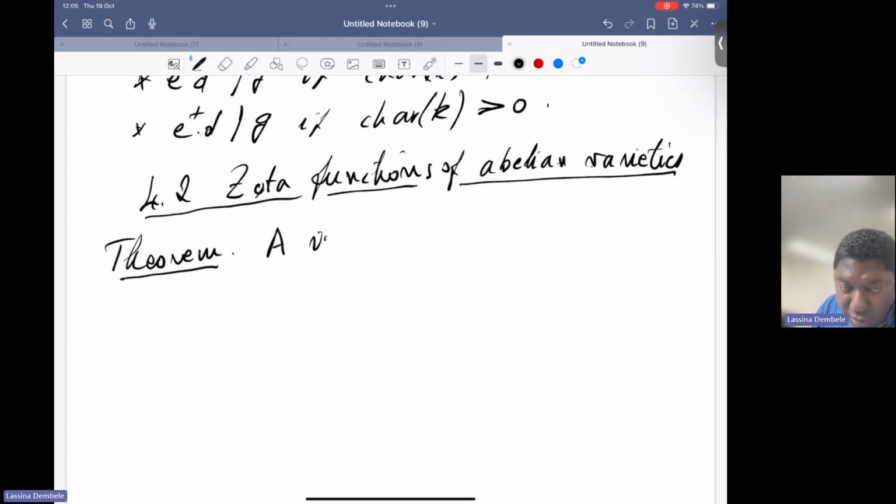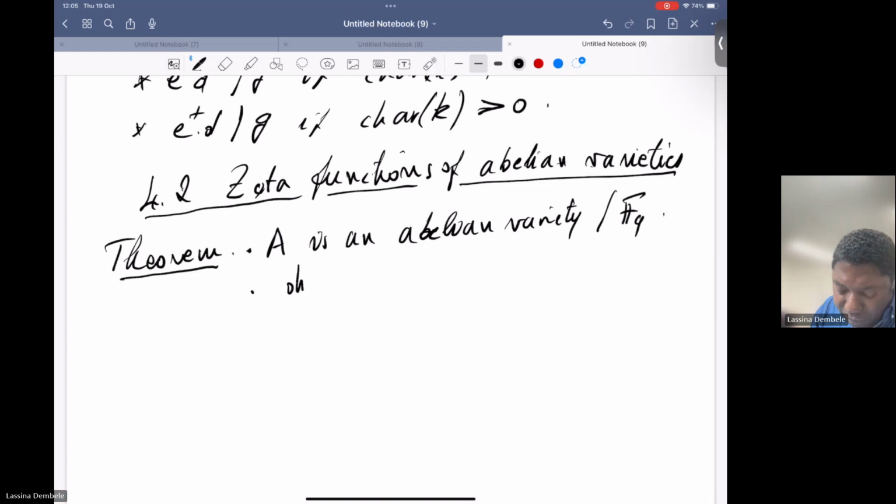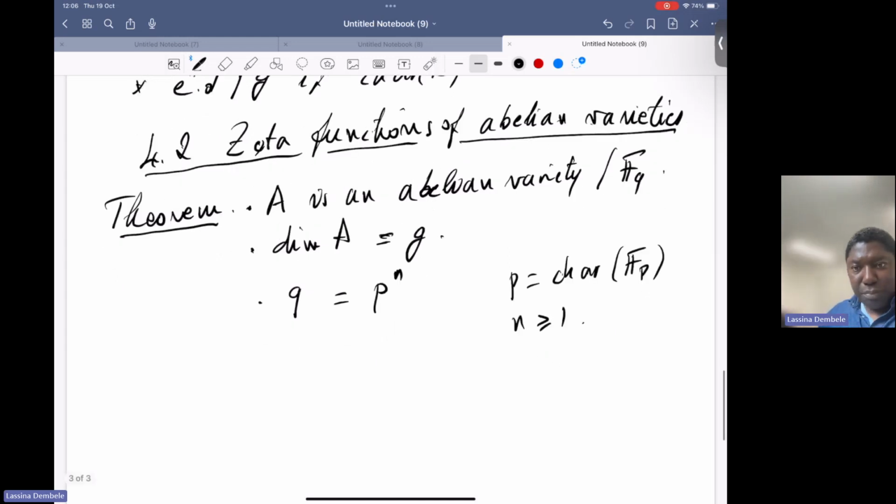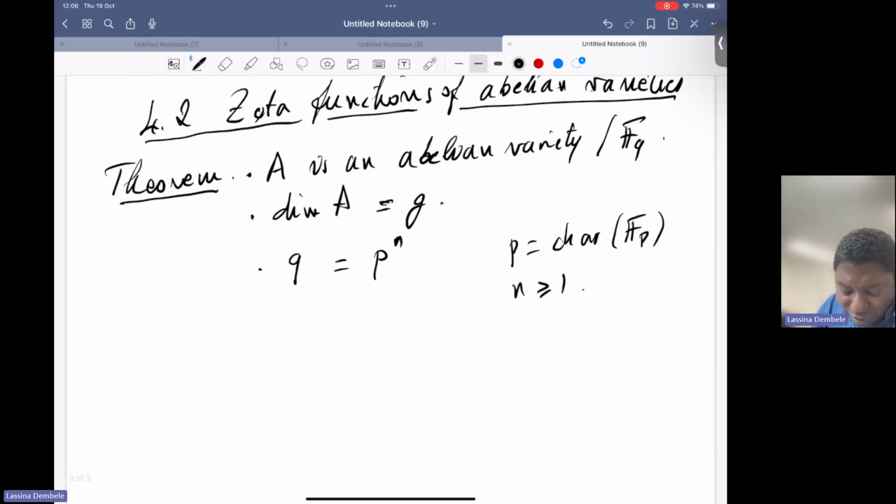So A is an Abelian variety over F_q, a finite field, of dimension g. And here q is equal to p to the n, so p is the characteristic and n is an integer. Then the theorem says that you have the following.